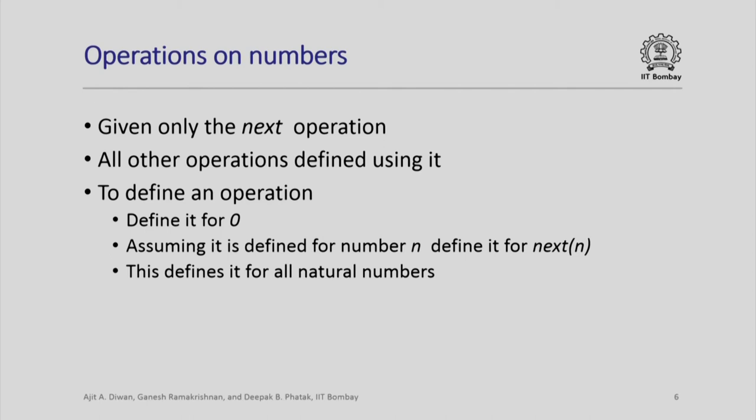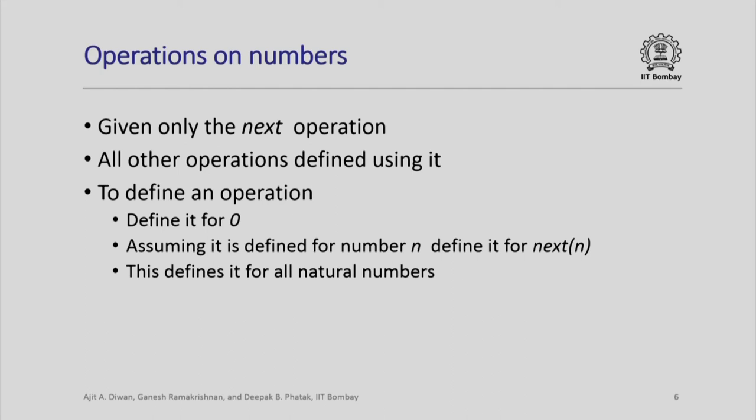And how do you define it? We define it first for 0, which is a natural number that we have assumed exists. And now, assuming the operation is defined for number n, we define it for the number next of n. And this ensures that it is defined for all numbers.